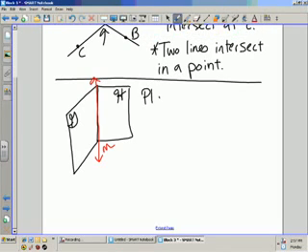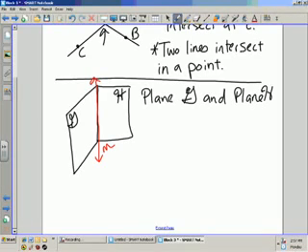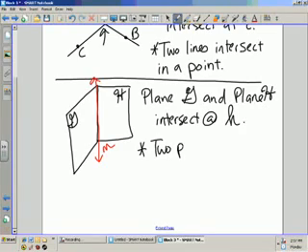Plane G and plane H intersect at line M. Two planes always intersect in a line.